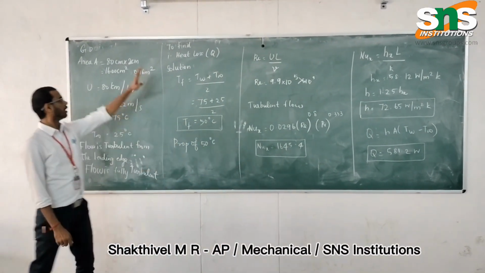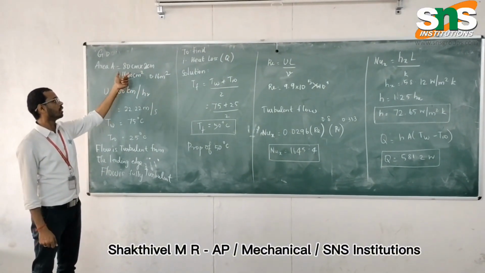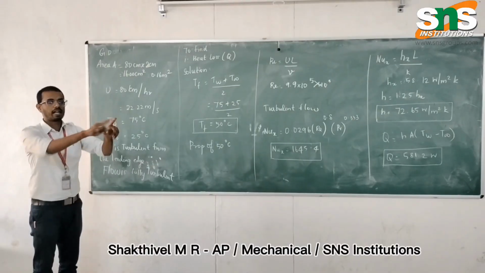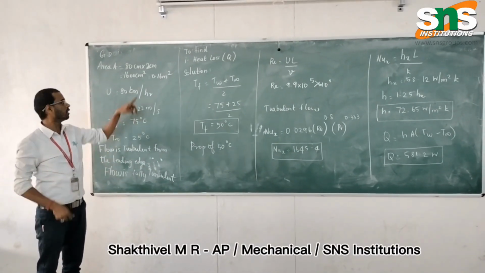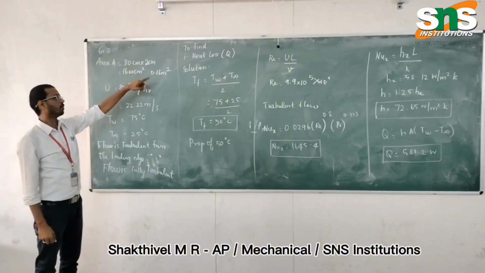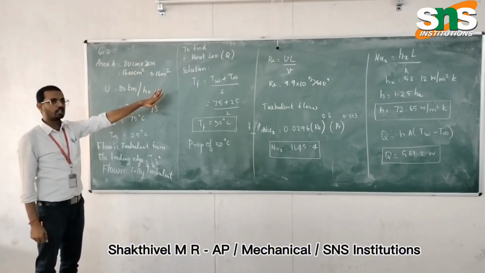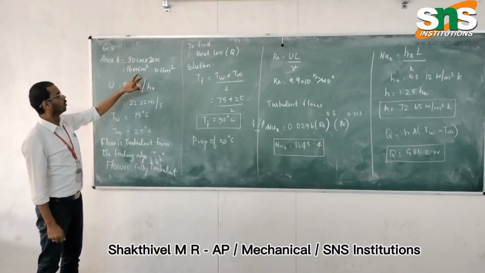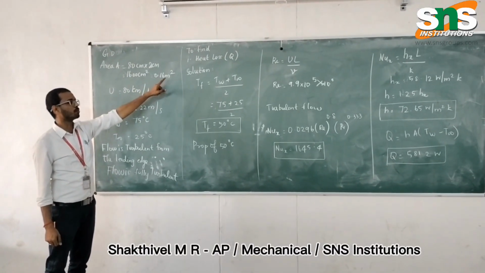So the given data is area, that is 80 cm into 20 cm, that is length and breadth. The crankcase is the bottom of the engine. So 80 cm into 20 cm is 1600 cm square. We have to convert it into meter square. So converted to meter square, it is 0.16 meter square.